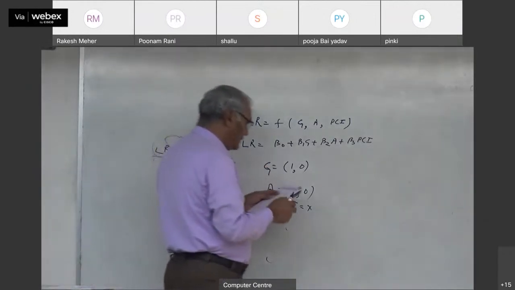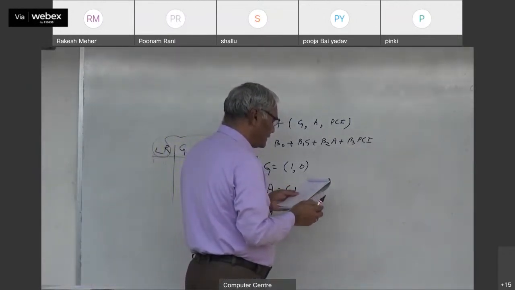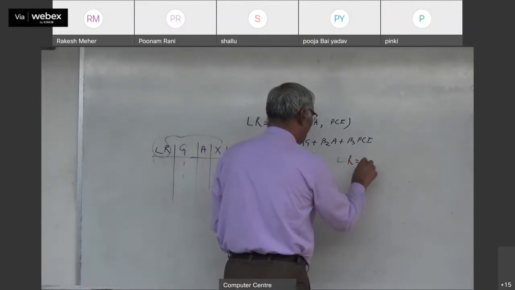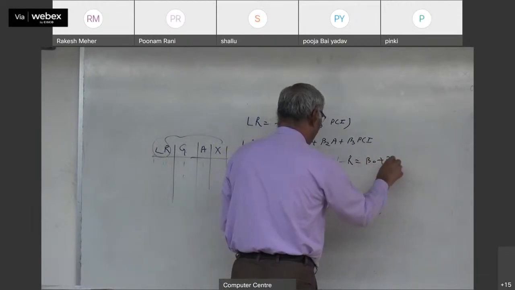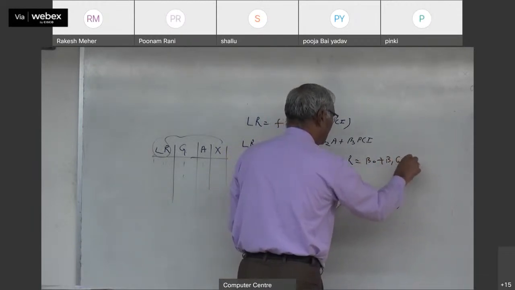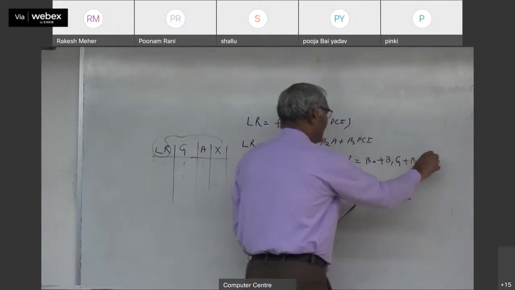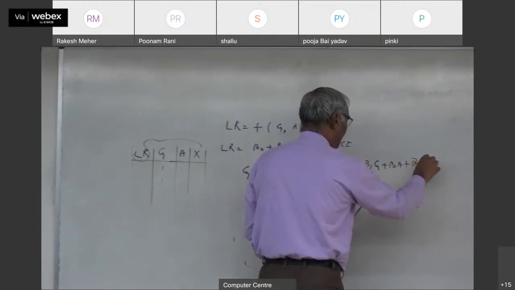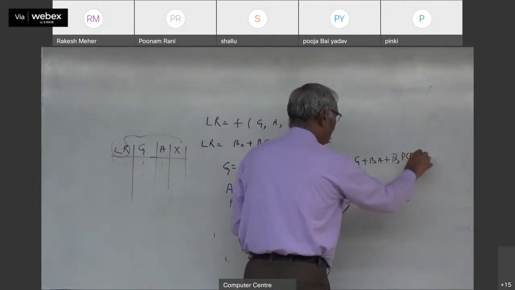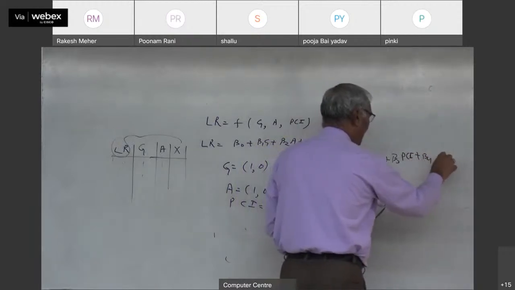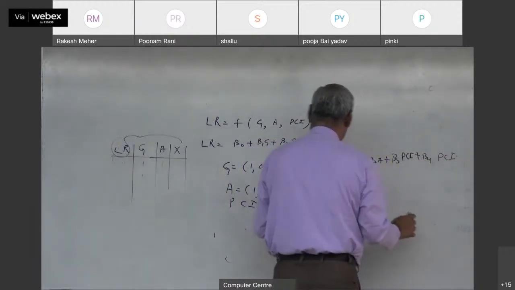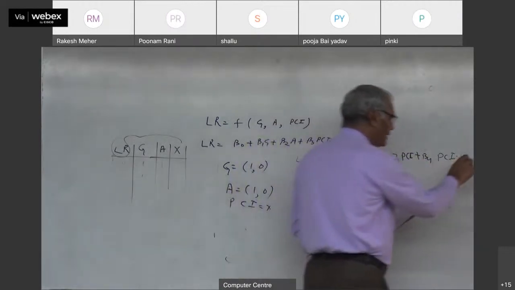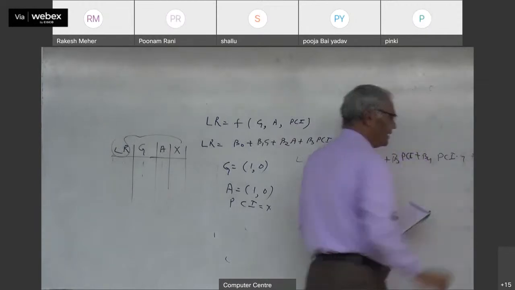Finally, he did the interaction variable, and the model is: literacy rate equals beta 0 plus beta 1 gender plus beta 2 area plus beta 3 per capita income plus beta 4 per capita income multiplied by gender, plus the error term.